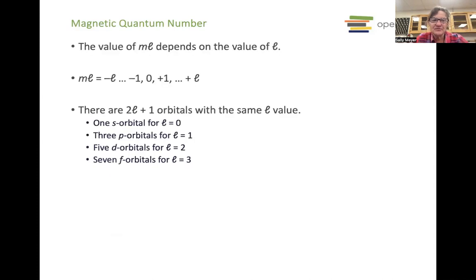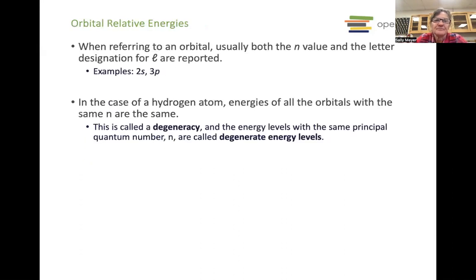The rule for that is that m sub l goes from minus L up to plus L by integers, and it goes through 0. So that means you have all the negatives, the positives, and 0. So 2 times L plus 1 orbitals will have the same L value. So 1 s orbital for L equals 0, 3 p orbitals, because if L equals 1, you have 2 times 1 plus 1, 5 for the d orbitals, 7 for the f orbitals.